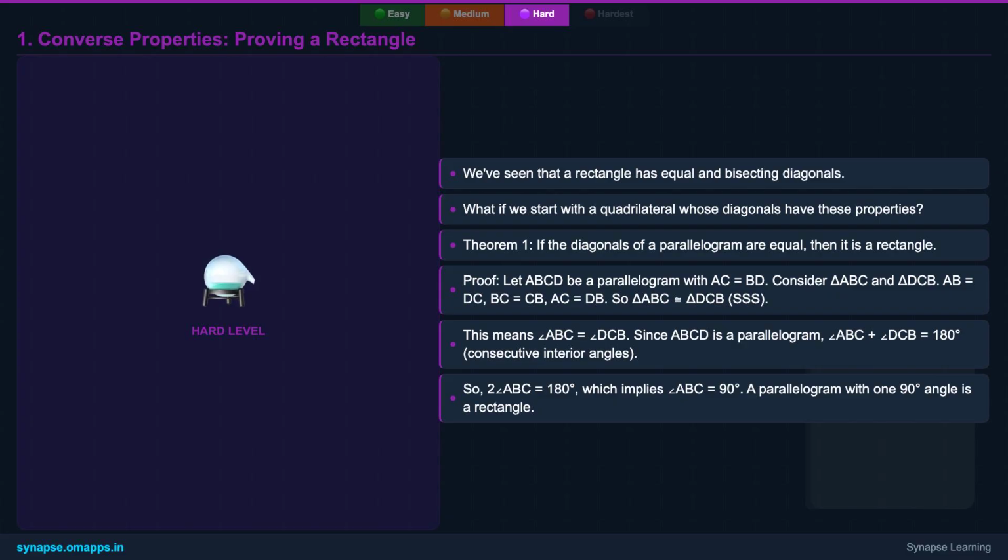Imagine a parallelogram ABCD with AC equal to BD. By using SSS congruence for triangles ABC and DCB, we can show that angle ABC equals angle DCB. Since they are consecutive interior angles in a parallelogram, their sum is 180 degrees. This forces each angle to be 90 degrees, thus proving it's a rectangle. Furthermore, if a quadrilateral's diagonals are equal and bisect each other, it first establishes it as a parallelogram, then as a rectangle, showcasing a powerful chain of logical deduction.